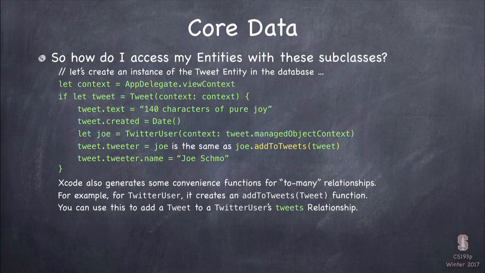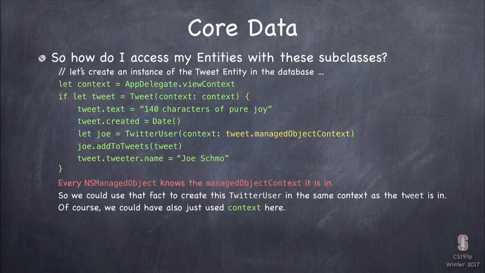Yeah, so that's the same. Saying tweet.tweeter equals Joe is exactly the same as saying Joe.addToTweets(tweet). Remember, addToTweets was one of those convenience functions it created for us over there. Now, notice the argument I used for the context to create the Twitter user there. I didn't say appDelegate.viewContext. I didn't use that same context var that I had.